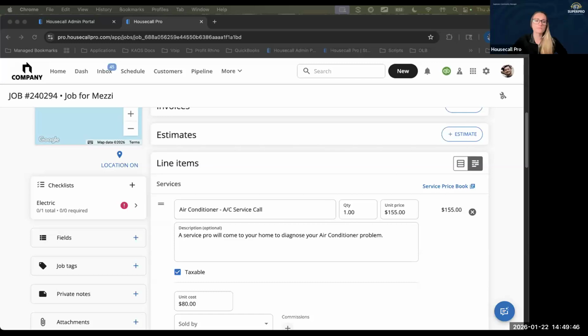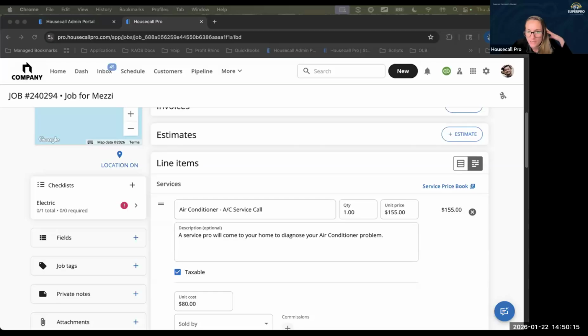Then Tom has a question too. How would you keep track of a selling tech and installing tech on the same humidifier system, etc.? So we have a new commission structure that's coming out that will make this easier, but currently you have the sold by. You can select sold by on each item.